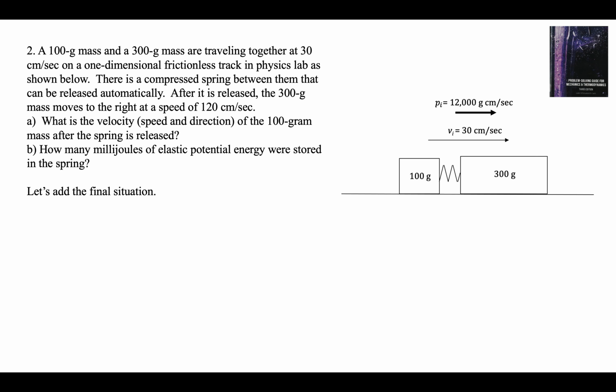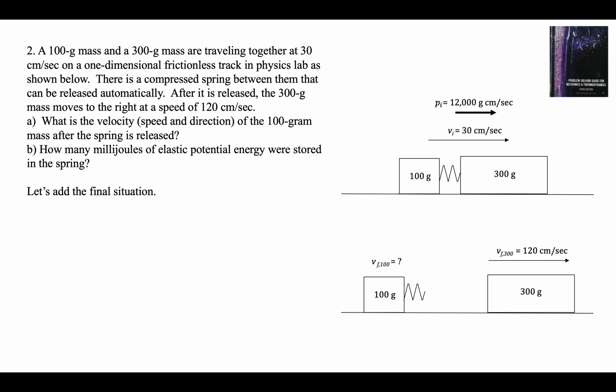So let's put the final situation on the diagram with the second snapshot. There's the final situation. We don't know the speed of the 100 gram mass. We know the 300 gram mass is moving at 120 centimeters per second to the right. We know the total momentum of the system is conserved. The initial momentum is 12,000 gram centimeters per second to the right. That has to be the final momentum.